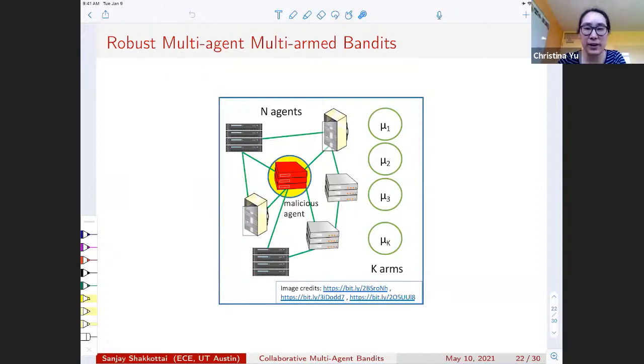Feel free to unmute yourself and ask if you have a question. Yeah, so this is Yash. Sanjay, I have a question. Very interesting stuff. I was wondering if you have any lower bounds on the regret? Very good question. We have a lower bound, but it's trivial. The trivial lower bound is this centralized lower bound.